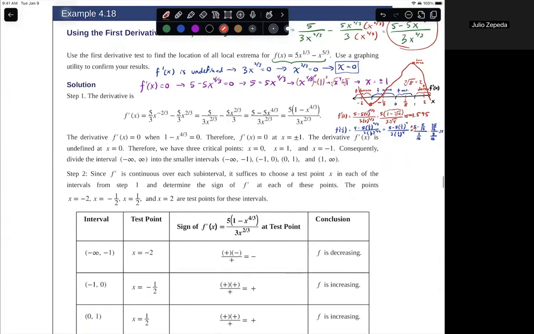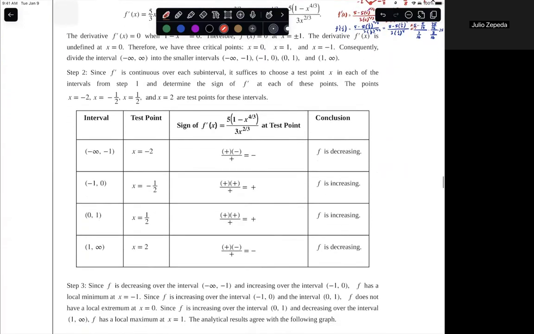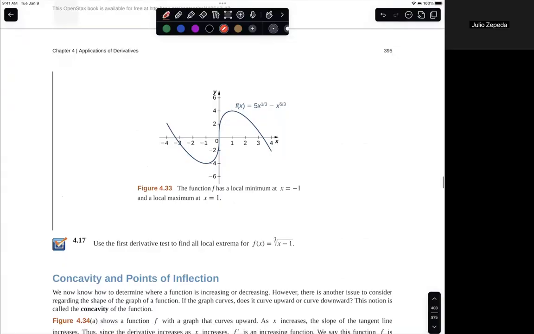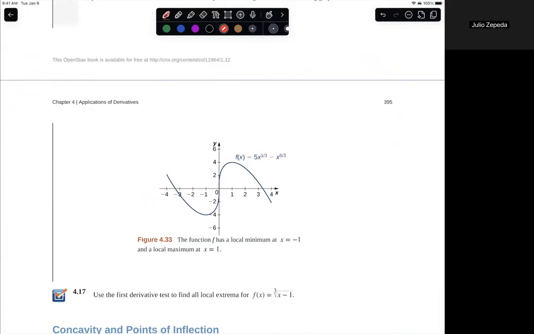Let's see, do we have that? Yes, we do. It's very nice to see that our results match up exactly with this graph: local minimum, local max. And then this is a critical point, but it ended up not being a local min or local max.